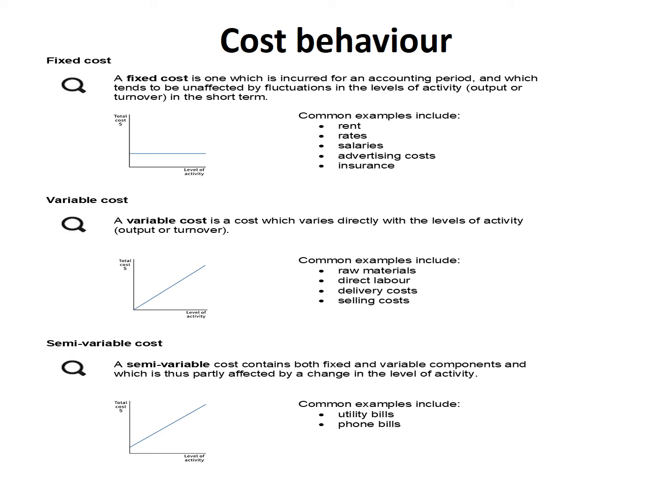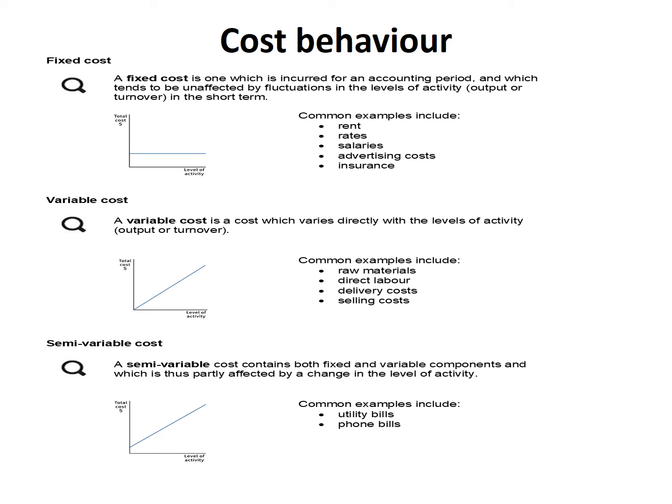Take that. So fixed cost is a cost that is fixed for a particular accounting period. It doesn't change with the number of units you produce. Example, rent, salaries of your office staff, advertising cost, insurance, like that. Then the variable cost.